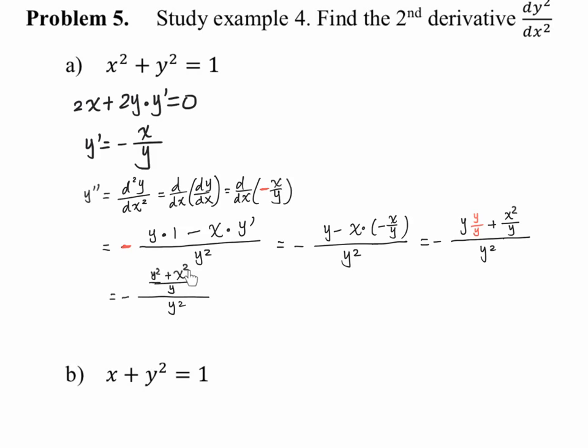And actually we can continue to simplify. What is y squared plus x squared? Okay, look at the problem that we started with. X squared plus y squared is actually 1, so we do know this is equal to 1. So eventually this is what we have, 1 over y squared, and this turns out to be 1 over y cubed. So this is the second derivative of the first problem.